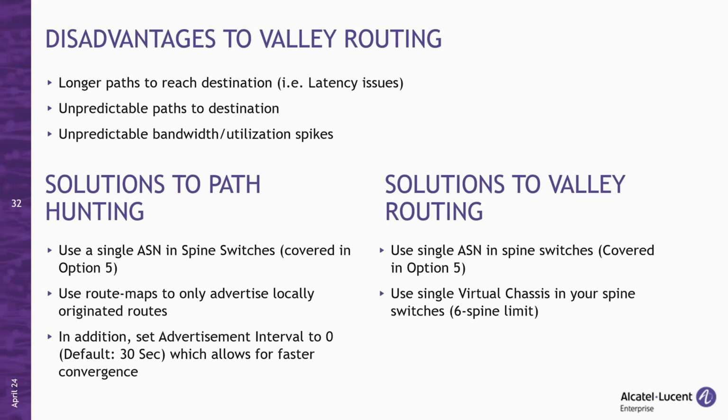To solve path hunting, another solution is to use route maps to only advertise locally originated routes. In addition, you can set the advertisement interval to 0, which allows for faster convergence, and the path hunting issue will be improved. Another solution to value routing is to use virtual chassis. So you're using a single spine, but you have a 6-spine limit, of course.